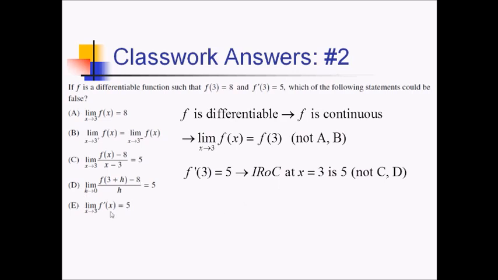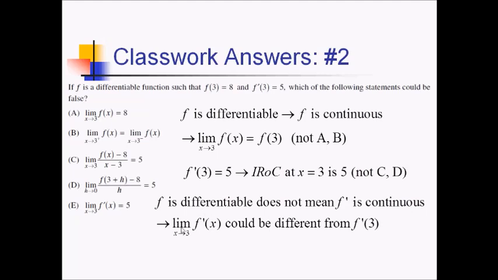Now E is a little bit tricky because they're saying the limit as x approaches 3 of f prime equals 5. And that's awfully tempting to say that that could be true because f prime of 3 is 5. And we're differentiable. But differentiable does not mean that f prime is continuous. It doesn't necessarily mean that the limit as x approaches 3 of f prime and the value of f prime at 3 have to be the same thing. They could be different, and this function would still be considered differentiable. So for that reason, we're going to pick choice E, because that could be false.